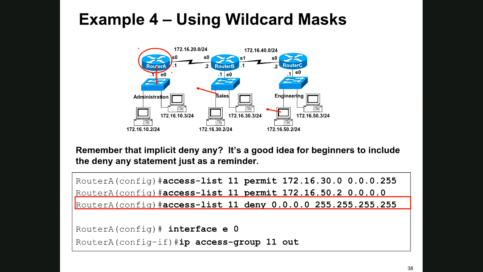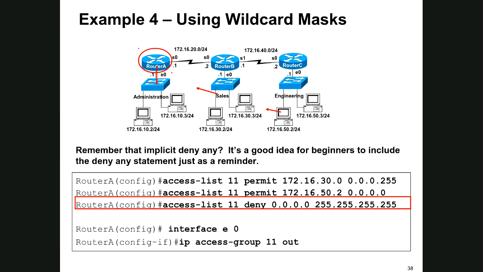Here it is written out in red, just to remind us. The first line, 172.16.30, everybody in the sales department is authorized. The second line, permit 172.16.50.2, only the engineering chief. The third line, all other traffic is denied.